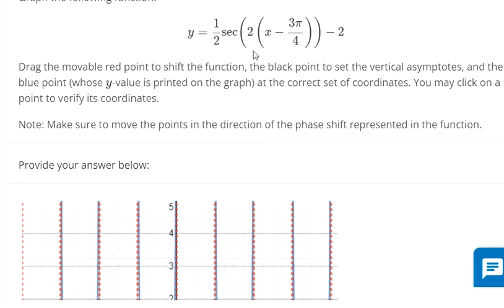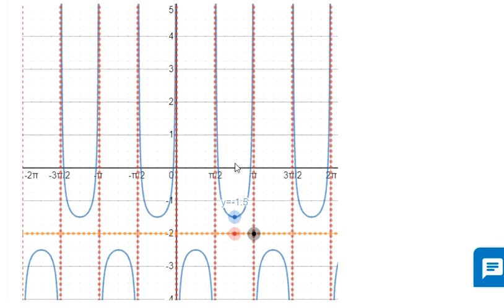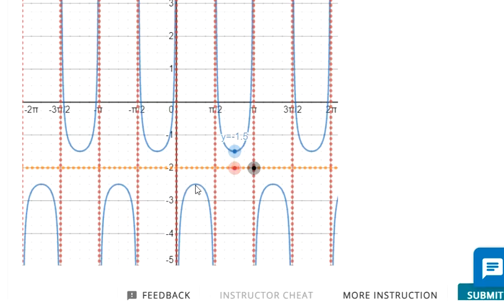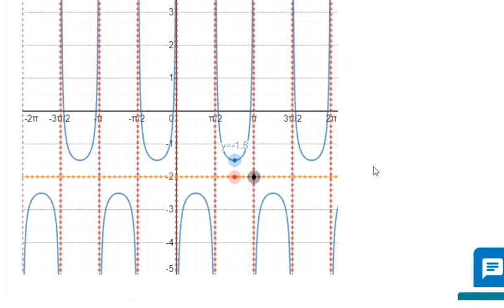You could check to make sure the period's right using period equals 2 pi divided by b. So this is our b. So our period should be repeating itself every pi units. And it is, because if we start at 0, we're repeating ourselves back when we get to pi. Everything's here.